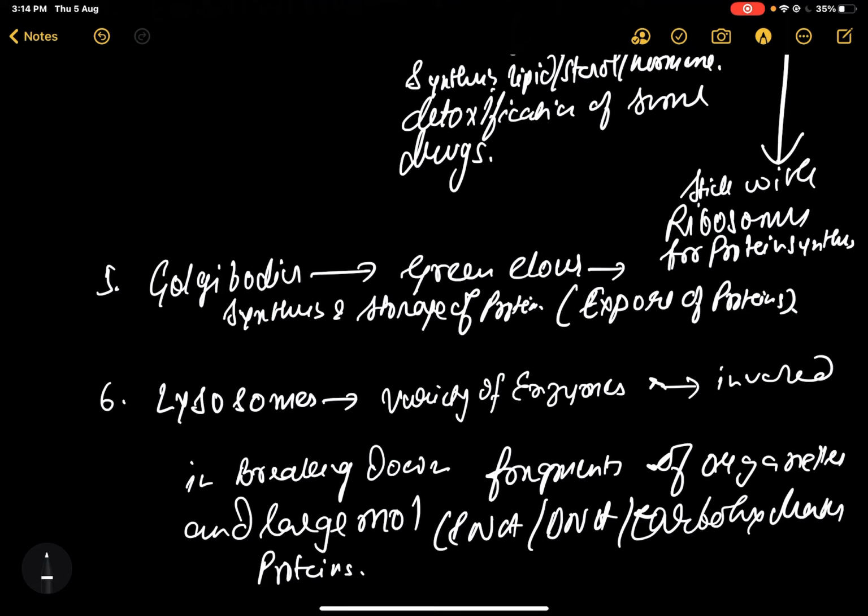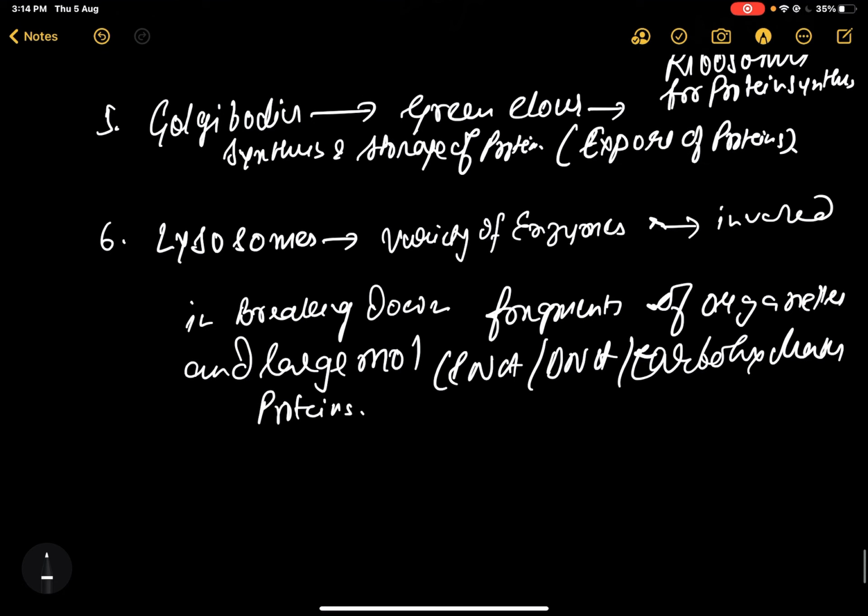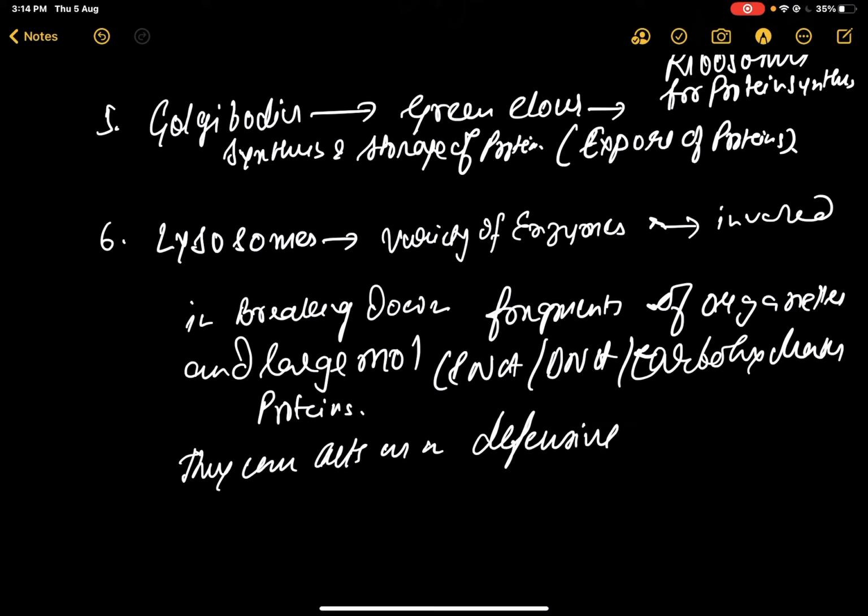Moreover, these lysosomes in WBCs contain enzymes that digest foreign material such as microbes. They can act as a defensive barrier against microbes.